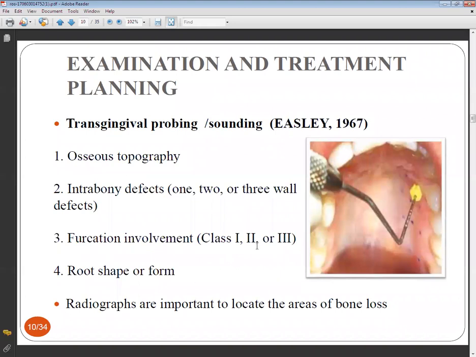Coming to examination, how will you examine bony defects clinically? That is through transgingival probing, or bone sounding, which was given by Beasley in 1967. First, you have to anesthetize the area properly, then insert your probe horizontally at the level of your bone. It helps to detect the osseous topography, infrabony defects, and furcation involvement, and you should require a radiograph to confirm the findings which are recorded during clinical examination.